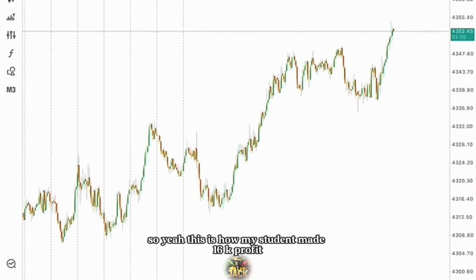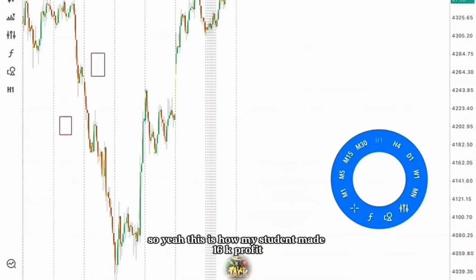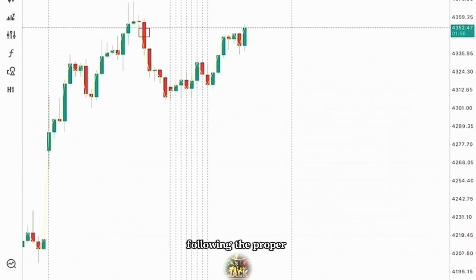So yeah, this is how my student made 16K profit, following the proper market structure, following the proper way of trading, not overtrading, and understanding each and every flow of the chart. I always push you guys to remember that. Always read the flow, not the noise that the market makes. Okay? Focus on the flow, not the noise.